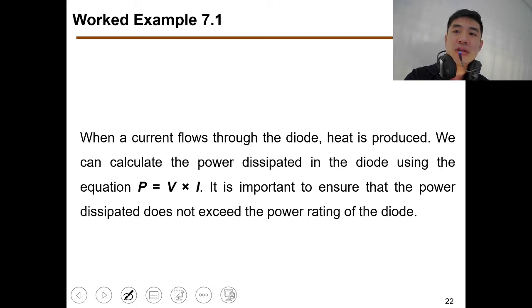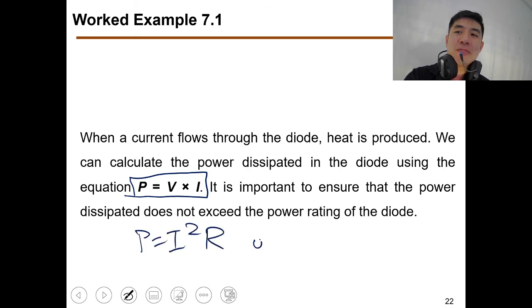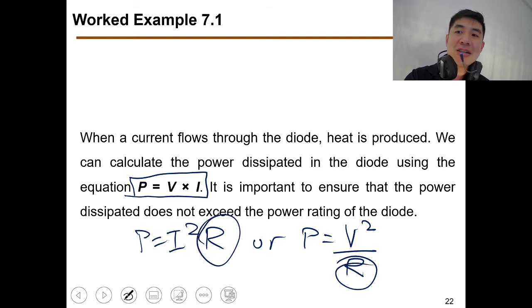You can still calculate the power dissipated in the diode. Only this formula can be used, because you have the current and you have the voltage, so you can calculate the power. You cannot use P equals I squared R or P equals V squared over R. You can't use these two equations. Why? Because you don't have R. This R is not found in the diode. So these two equations cannot be used to calculate the power of the diode.